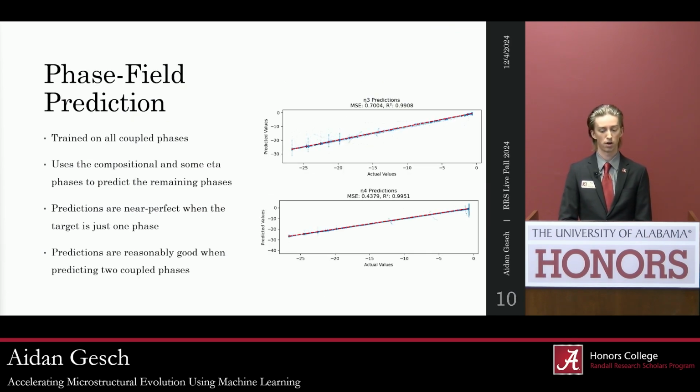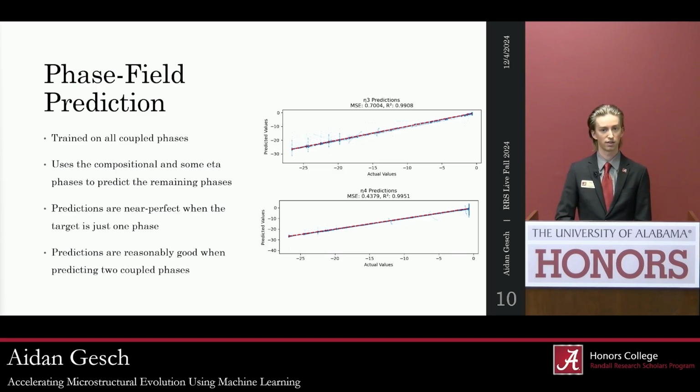The final machine learning model that I used is for predicting one or two of the eta phases from the rest of the phases available. Like with time series prediction, it's trained on an entire data set. However, this time it uses individual frames instead of over time. Each blue dot in the figures represents a prediction from my model, where the red diagonal line represents perfect accuracy. Predicting just a single phase, which is what you see in the lower figure, gives near perfect accuracy. So we can be confident that the model is working and produces microstructure results.